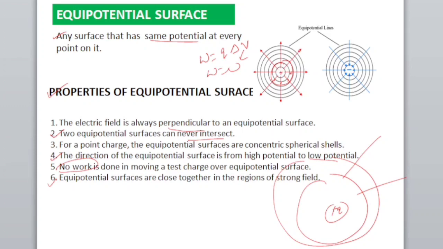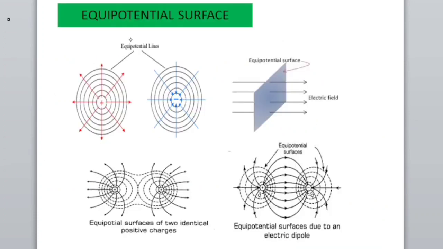Away from this charge, the electric field is weak, so equipotential surfaces are far away from each other. After this, you have to draw equipotential surfaces for different combinations. For a positive charge, the equipotential surfaces are concentric spherical shells, and the field lines are radially outward. For a negative charge, the equipotential surfaces are again concentric spherical shells, but the electric field lines are radially inward. For a uniform electric field, the equipotential surfaces are plane surfaces.